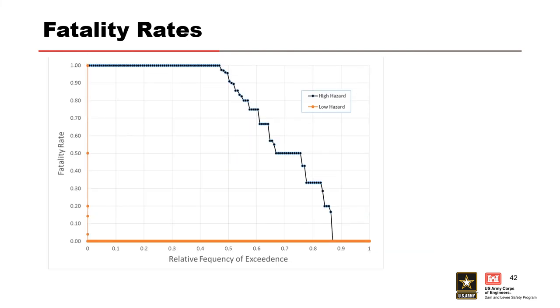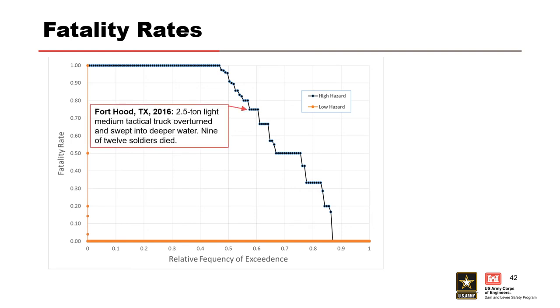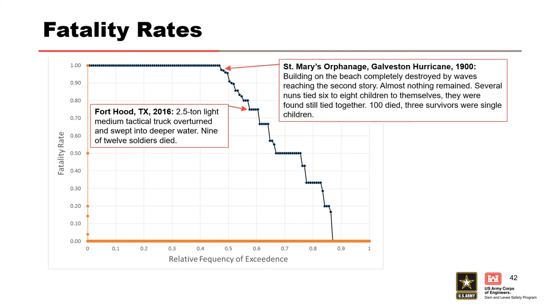High hazard examples, I don't know, maybe some of you remember this vehicle full of soldiers, got washed away, 9 of the 12 soldiers died, so that's how you come up with that fatality rate of 75%. The Galveston hurricane back in 1900, this is really depressing. A lot of these are really depressing. But a lot of nuns were trying to evacuate a bunch of orphans, tied them all together so they didn't get lost, and the only ones that survived are the couple that didn't get tied on with everybody else, right? So that's how you end up with a really high fatality rate for that group.